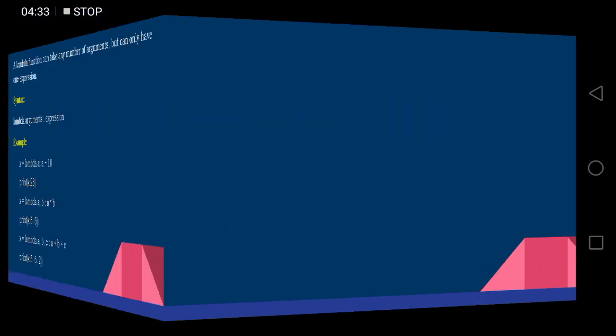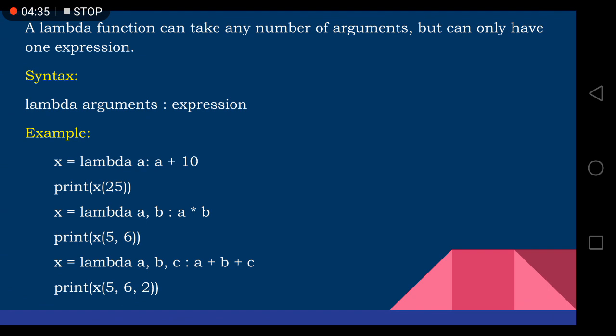So here the answer for the print statement print(x(25)) will be 35, because x is the function name and the lambda parameter a is 25. 25 + 10 is 35. That is the answer. In the second case, the answer will be 5 * 6, which is 30. And in the third case the answer will be 5 + 6 + 2, which is 13.